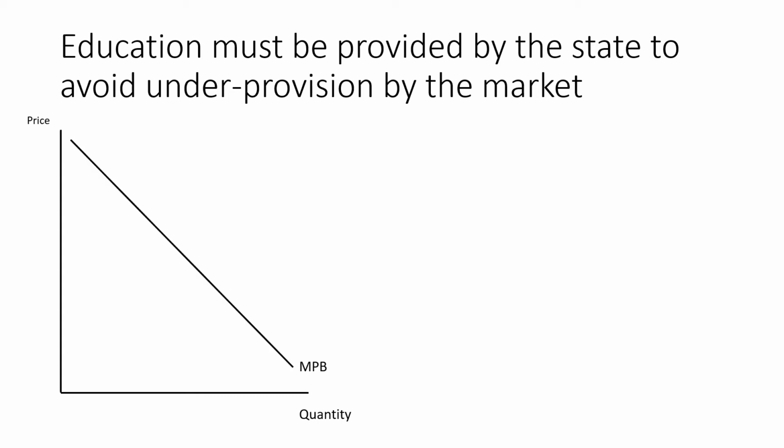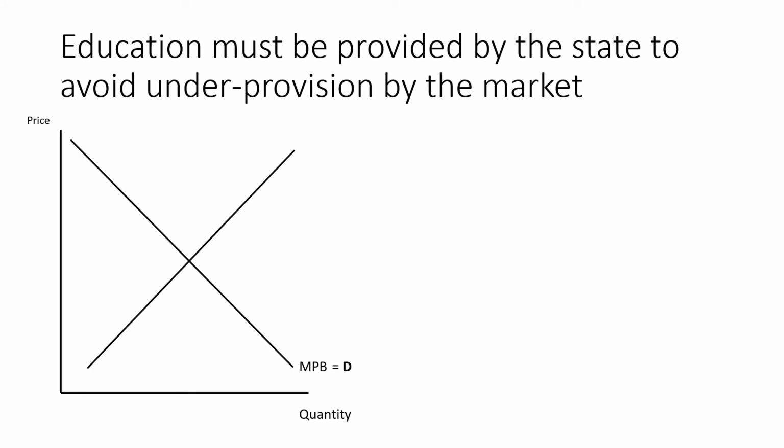You would say that when students think about buying education for themselves in the private sector, they only consider their private benefits. So that might be the pleasure that they get from studying, or probably more likely the wage premium that they hope to enjoy as a result of consuming the education. So the marginal private benefit curve occupies the same position as the market demand curve for privately supplied education.